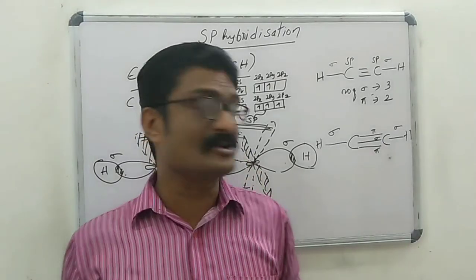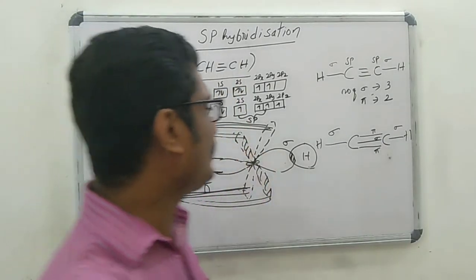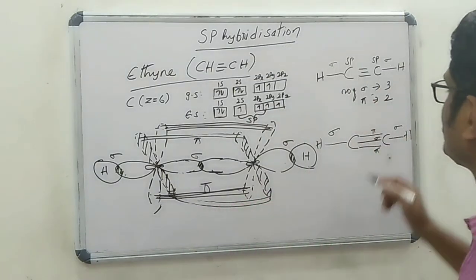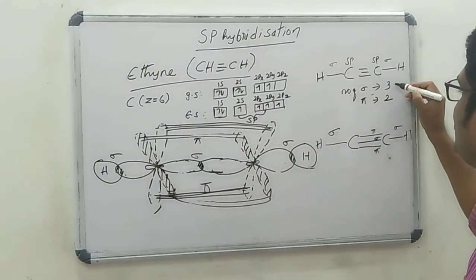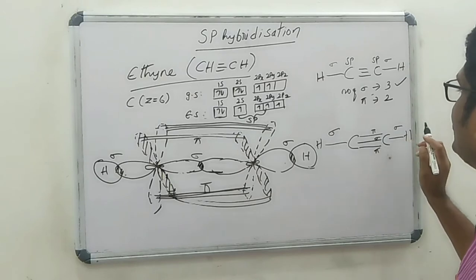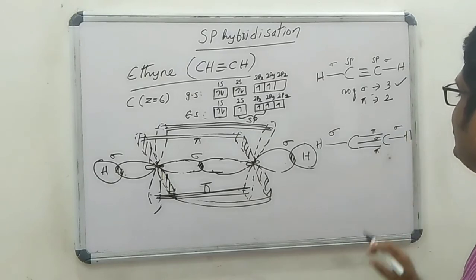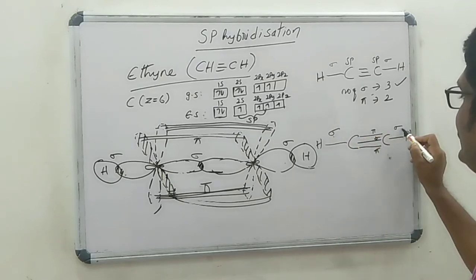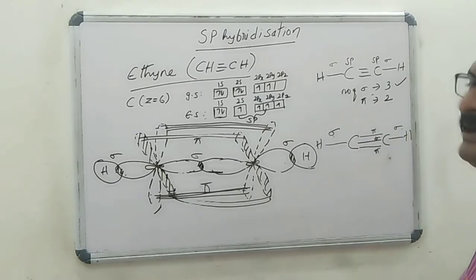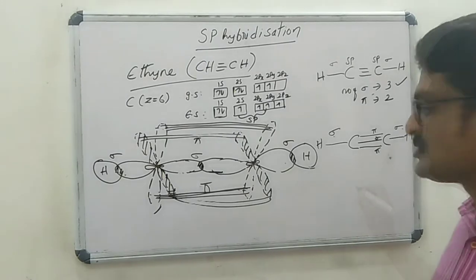Then we can say that the total number of sigma bonds present in ethyne is 3, and the total number of pi bonds present in ethyne is 2. Okay. Next important point.